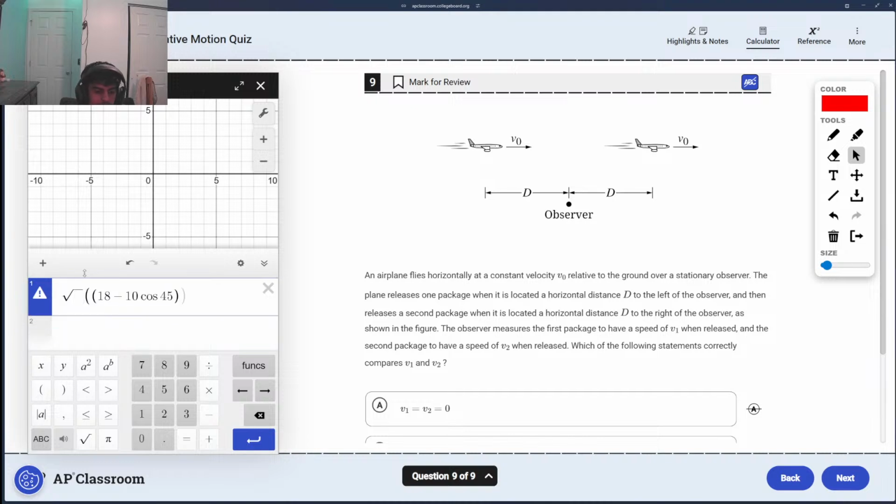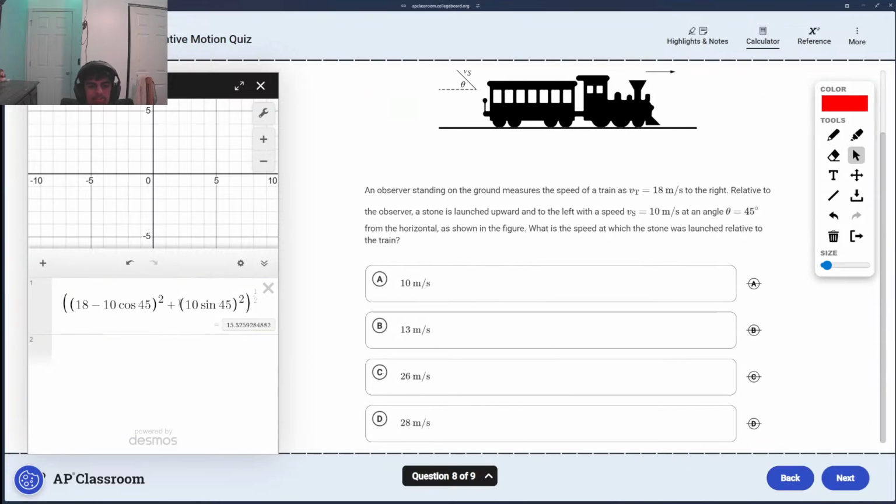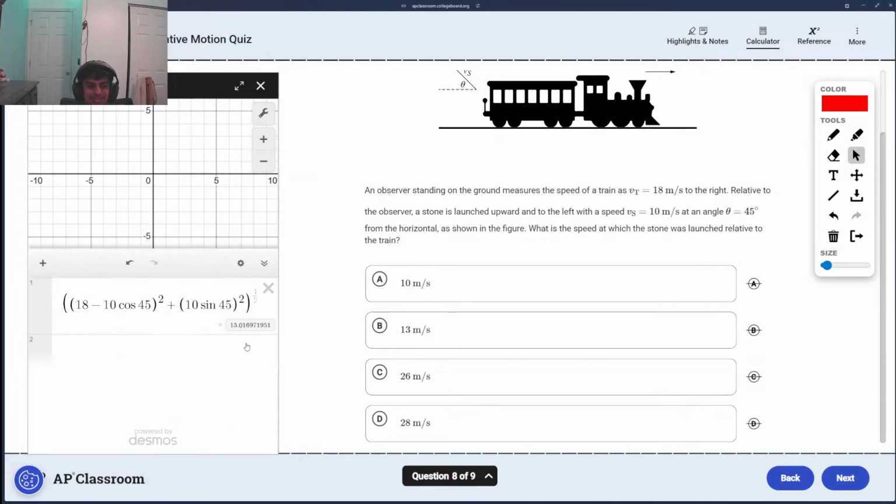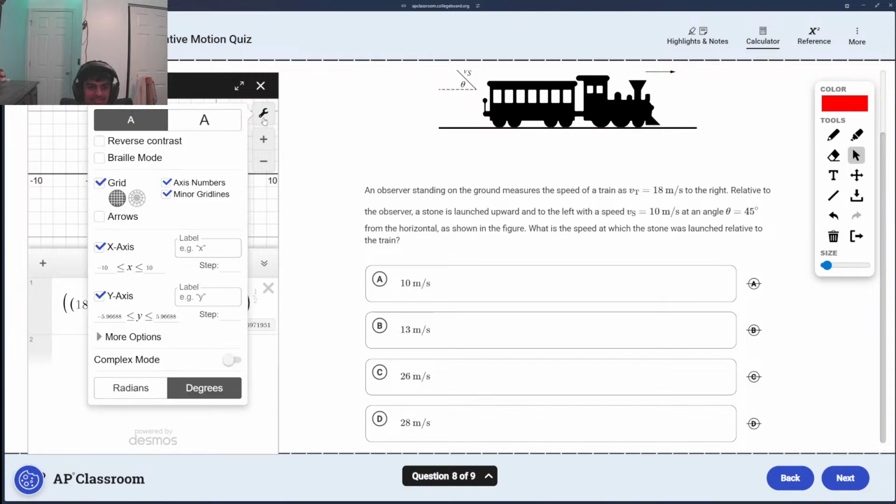Observer measures the package of a V1. Wait, so it's not just 15. Wait, how did I get 15? Look at my screen. Did I do it wrong? You're supposed to add them and square root them as like a distance formula, because like the magnitude of a vector, right? Oh wait, no. Desmos is inaccurate as in it's not in degrees. No, don't use Desmos when you're doing the angles.